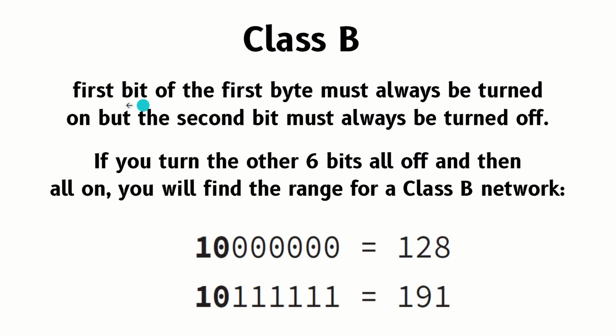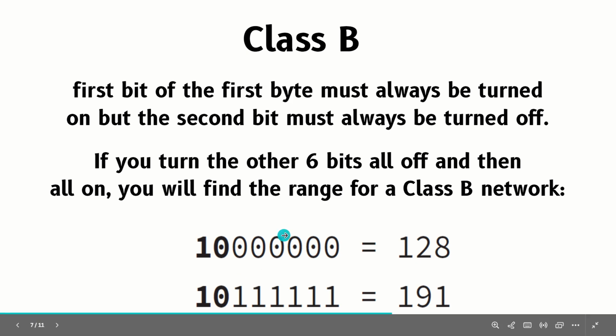Same for class B. The designers say that the first bit of the first byte must always be on and the second bit must always be off. It means the first two bits are reserved. If we turn the last 6 bits off and on, we get the range of class B, which is from 128 to 191, you can see. That's how we got the range for class B.